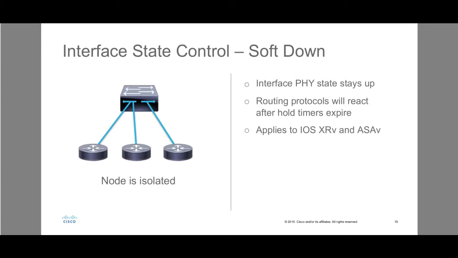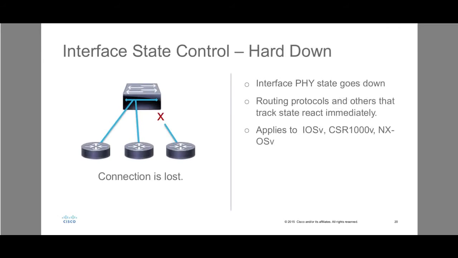So in this case, with the soft down, the node is isolated, but the PHY stays up. In the hard down state, the interface does actually go down, and the routing protocols, of course, react to that immediately, as do other protocols that track interface state. This is the mode that applies to IOSv, CSR1000V, and NX-OSv. I'll be showing these in a moment.